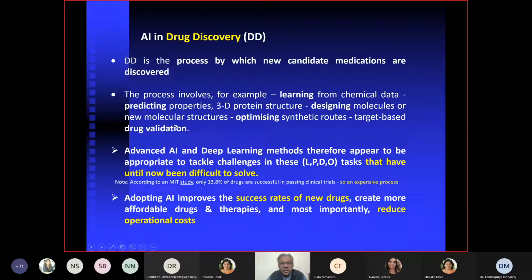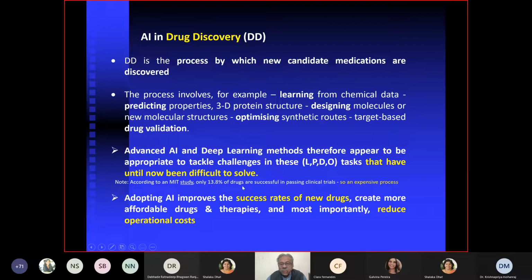But once you use advanced AI tools, including deep learning, then you make life easier as compared to what we have today. And more importantly, after you discover the drug, it needs to pass some trial, clinical trials. And here it is very expensive because as per an MIT study, only 13.8% of the drugs get successful in clinical trial. So the remaining percent are all wastage.